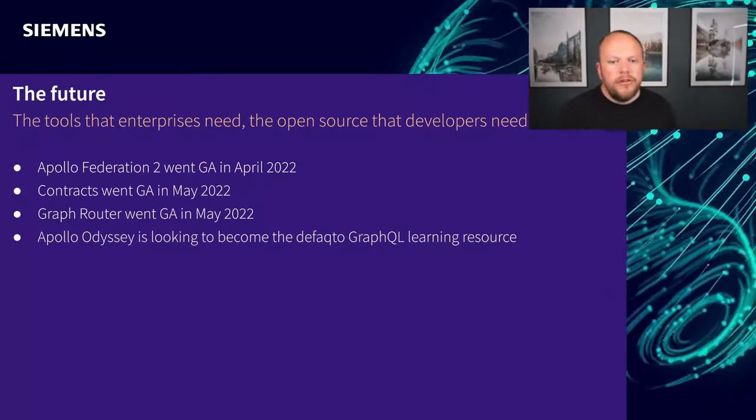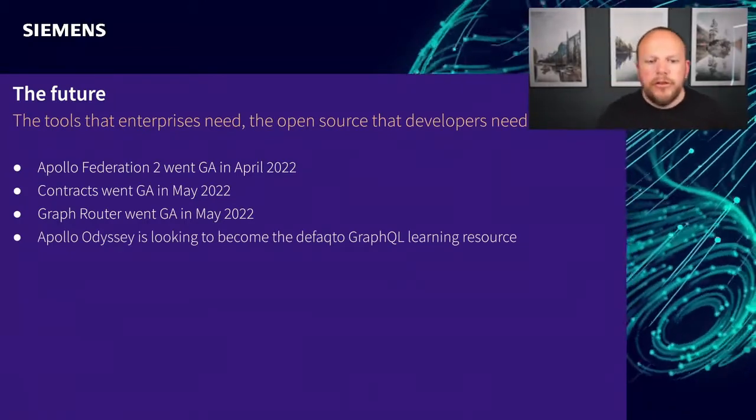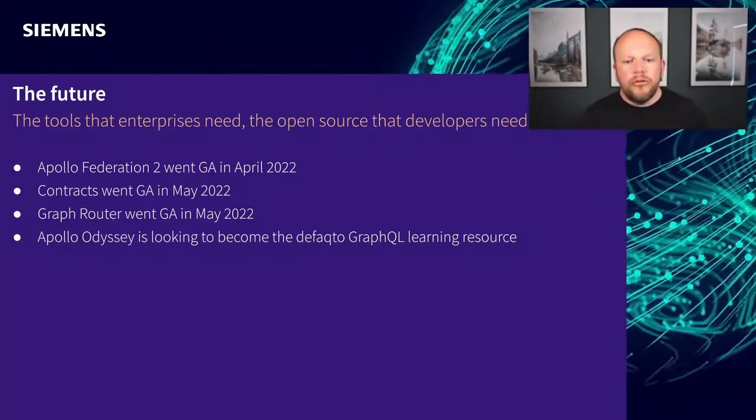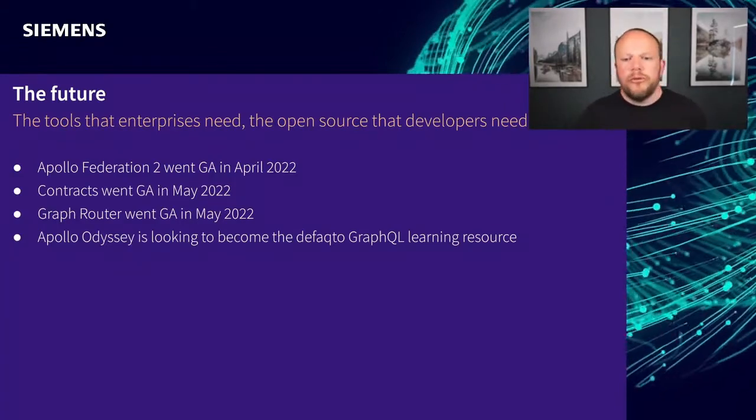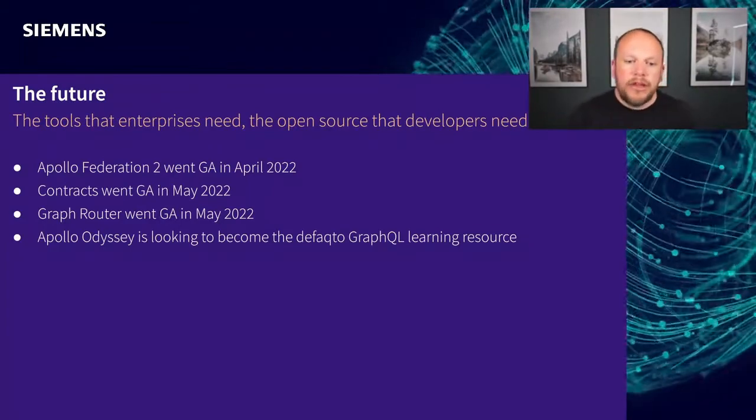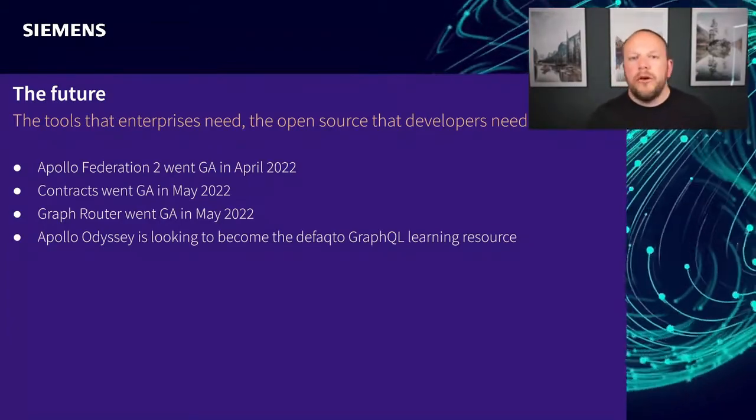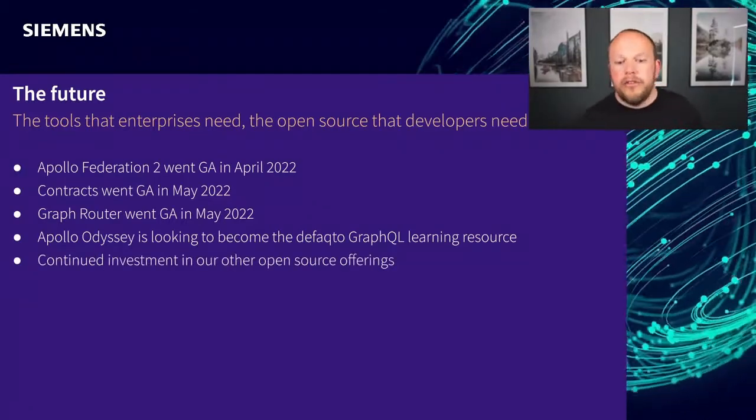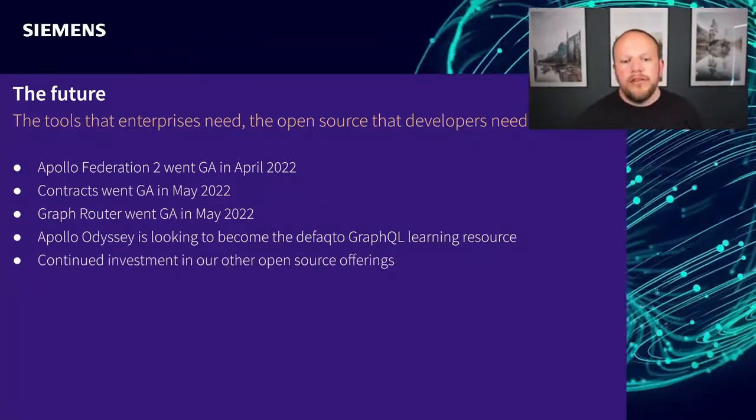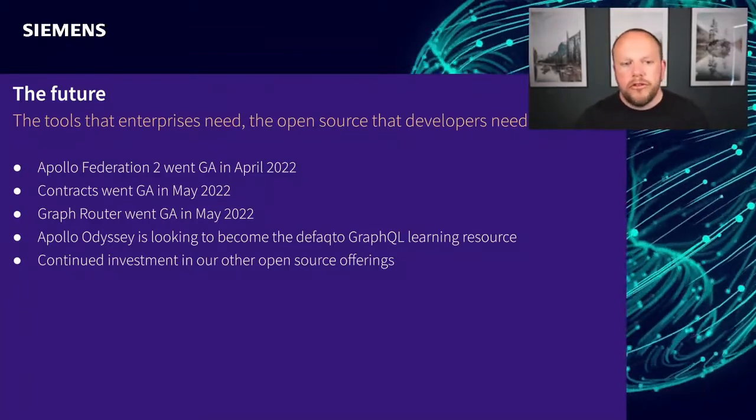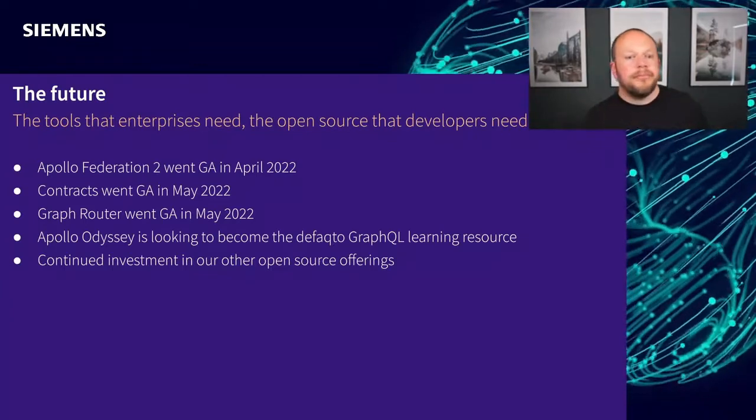Apollo Odyssey is our free-to-use learning platform. Anyone can use it to learn about GraphQL and earn an associate graph developer certification. We're adding more modules all the time, with a set of Federation modules coming shortly. If you're looking to learn a bit more about GraphQL, then I'd highly recommend you go check it out at apollographql.com/tutorials. And of course, we continue to invest in our other open source tooling. Both Apollo Client and Server have some major new releases coming up with some great collaboration going on in their repositories. Be sure to check them out on GitHub.